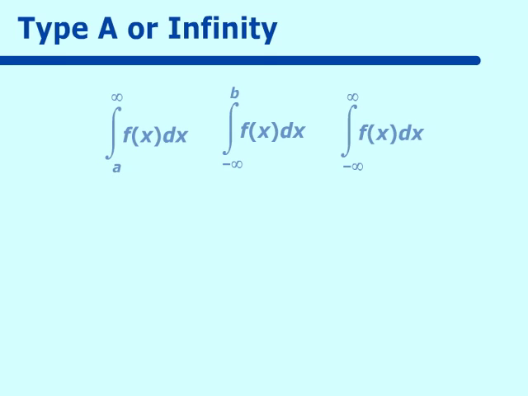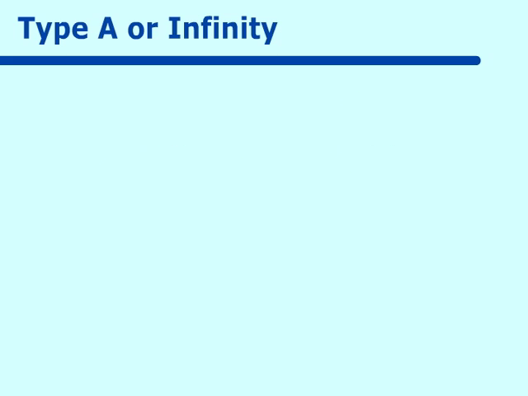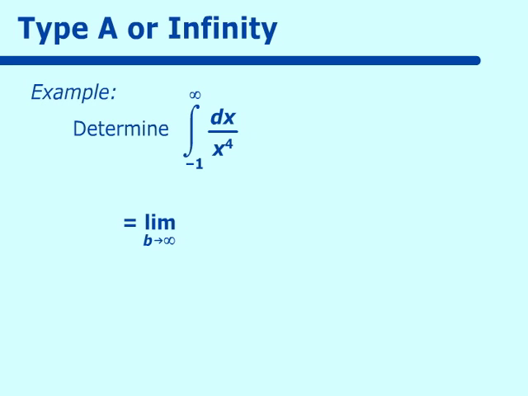Type A, or the infinity type, when we go from a to infinity, or negative infinity to b, or negative infinity to infinity. Our example: determine the integral from negative 1 to infinity of dx over x to the fourth. Well, the way we do these is to write the limit as b approaches infinity and replace our infinity with a b, because that is the proper way to write improper integrals. And we have our dx over x to the fourth.